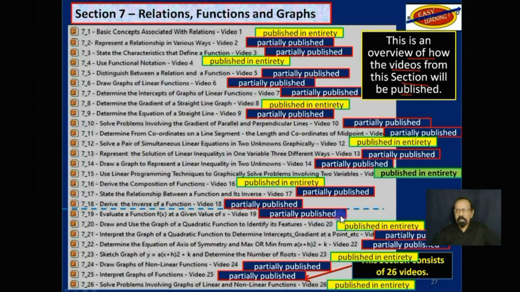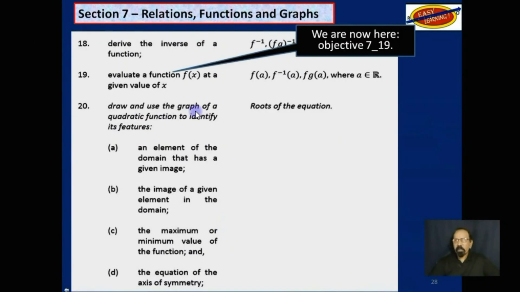As you can see, we are here, objective 19. It will be partially published. The next objective in video 20 will be published in its entirety, especially since it is a little more difficult than some of the others. So we are here, objective 19.